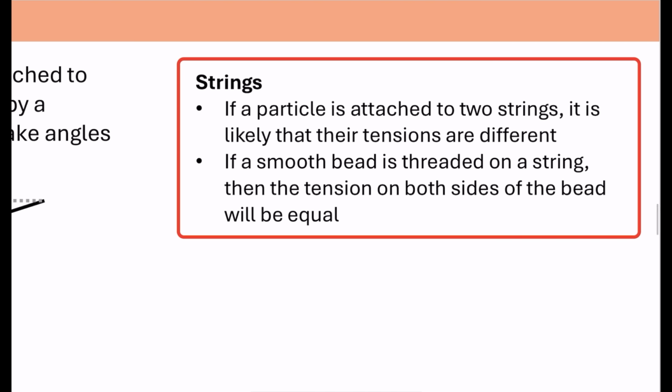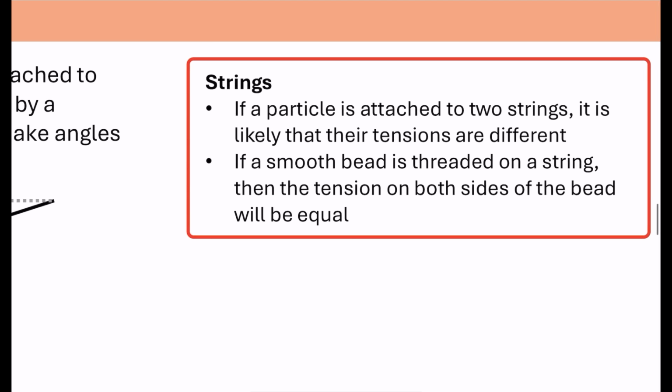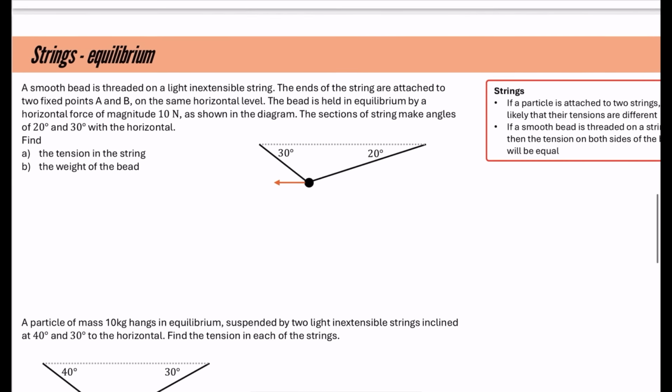So strings. If a particle is attached to 2 strings, it is likely that their tensions are different. If it's attached to 2 separate strings, unless the diagram is perfectly symmetrical, then they're going to have different tensions. If a smooth bead is threaded on a string, then the tension on both sides of the bead will be equal. Because it's smooth, it just means that the tension has to be equal across the whole string. So let's see what this first one is.